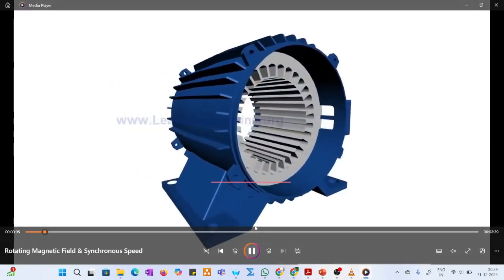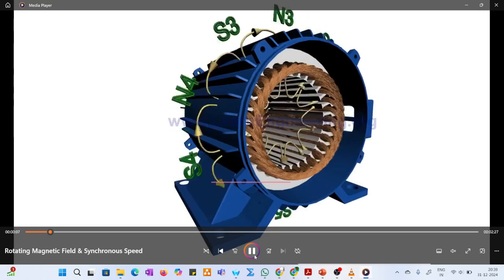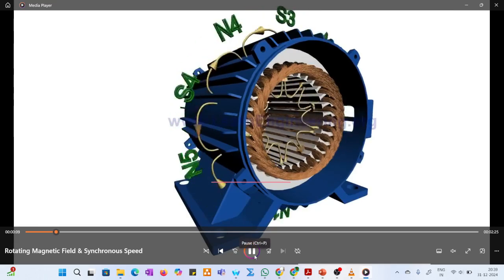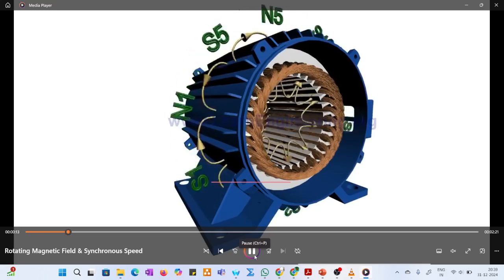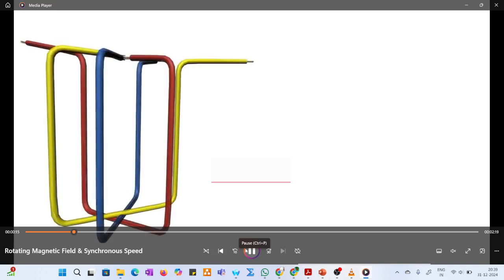So here we can see the motor. Here we can observe the rotating magnetic field. This is the induction mode. This is a synchronous motor. Here, what we are doing is looking at the stator part.